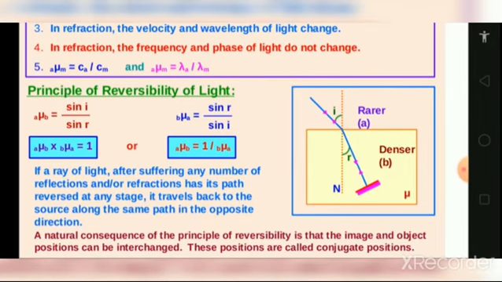You can even write in terms of n is equal to c upon v, that is giving you the terms like n21 is equal to sine theta 1 upon sine theta 2, that depends upon the medium, the temperature and the wavelength of light.